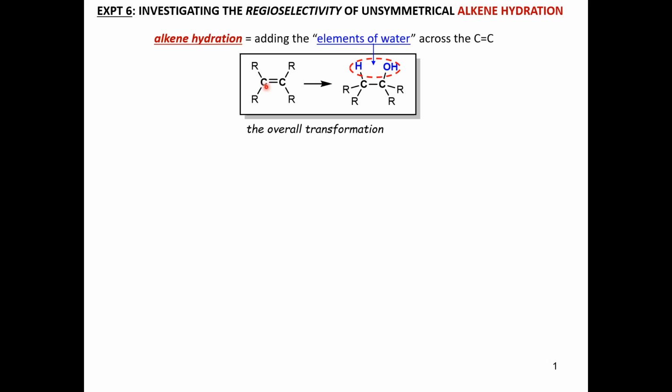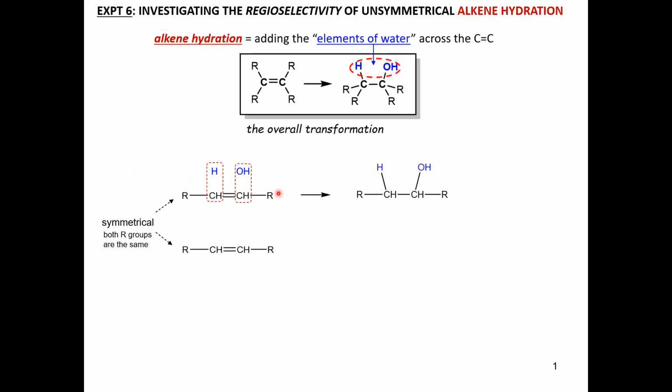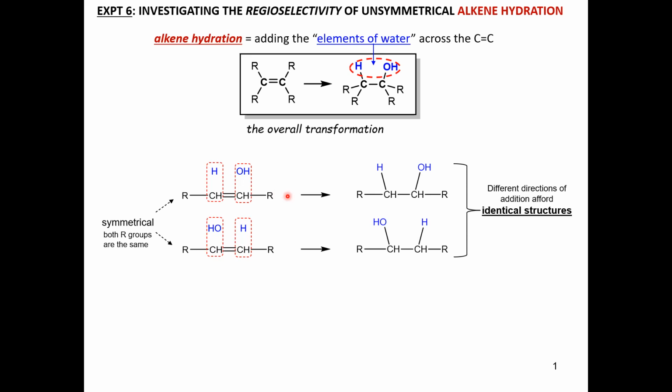One where the H becomes attached to the carbon on the left and the OH becomes attached to the carbon on the right, and another where the OH becomes attached to the carbon on the left and H becomes attached to the carbon on the right. When the alkene carbon-carbon double bond being hydrated is symmetrically substituted, as shown here, both directions, or modes of addition, afford the same alcohol product. These two structures are identical.